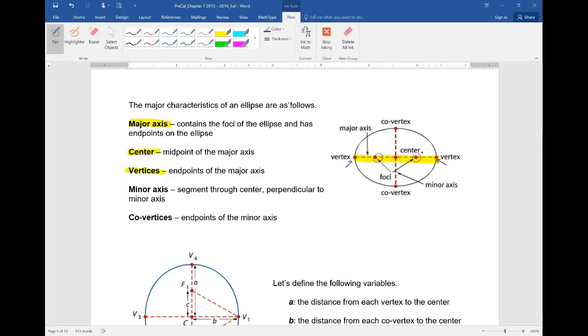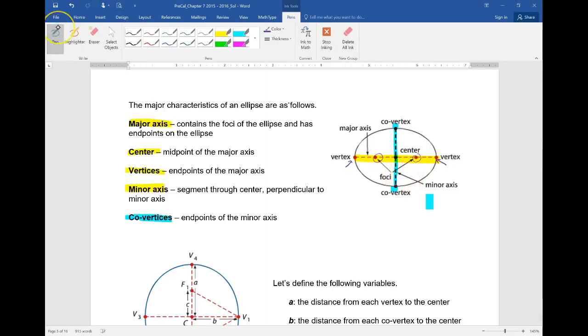The vertices and the foci are probably the most important points. Then you have a secondary street here called the minor axis. The minor axis is this one, and that's shorter than the major axis. On that minor axis, you have what we call covertices. So if you look at the ellipse, it's longer on one side than on the other. The longer side has vertices, the shorter one has covertices.